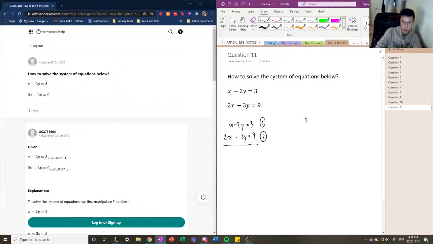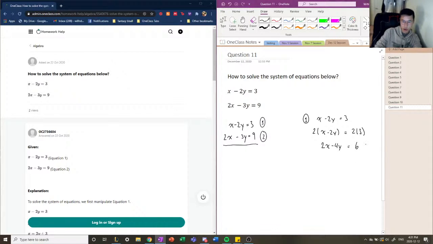So for 1, we're going to multiply both sides by 2. So 2x, okay. Let me do this first. x minus 2y equals 3. So this is equivalent to saying 2 times x minus 2y equals 2 times 3. So these two are equivalent. I just scaled them up using the factor of 2. So we get 2x minus 4y equal to 6.